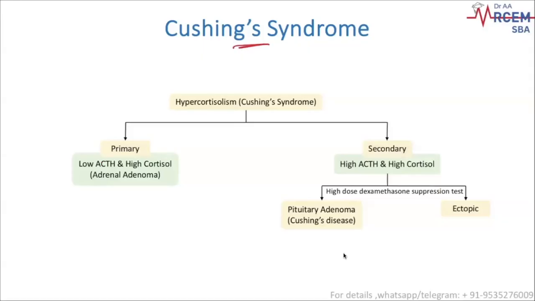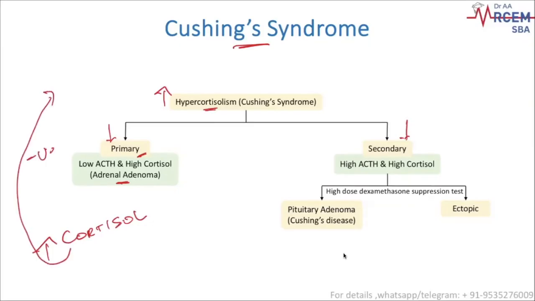Cushing's syndrome. Cushing's syndrome means a high level of cortisol. If a high level of cortisol is present, there are two main reasons. Either it will be primary Cushing syndrome or secondary Cushing syndrome. In primary Cushing syndrome, what has happened? There is something wrong with the adrenal gland, mainly because of an adrenal adenoma. There is an increased amount of cortisol which is secreted. Due to the increased cortisol, there is a negative feedback mechanism to your brain, mainly to the pituitary gland, resulting in low ACTH values. So in primary Cushing syndrome, you will see low ACTH values and high cortisol levels.